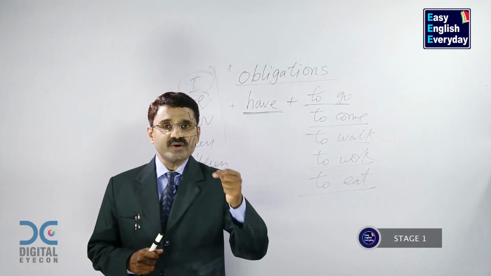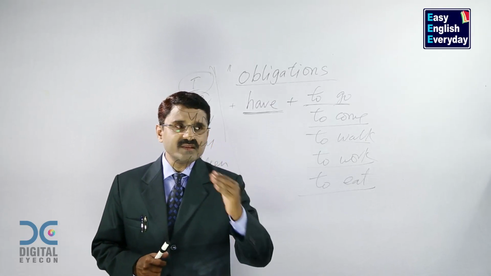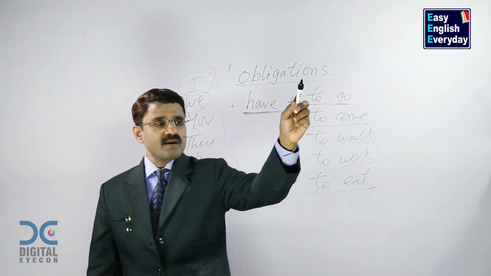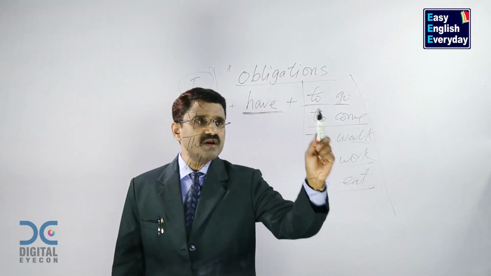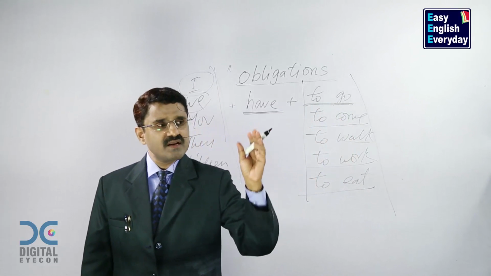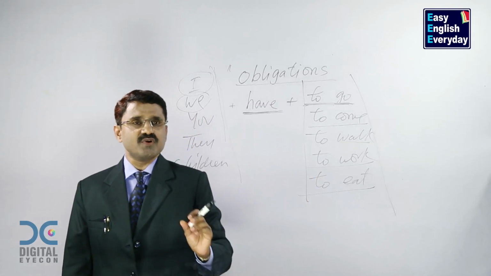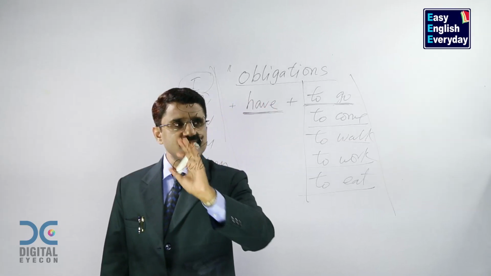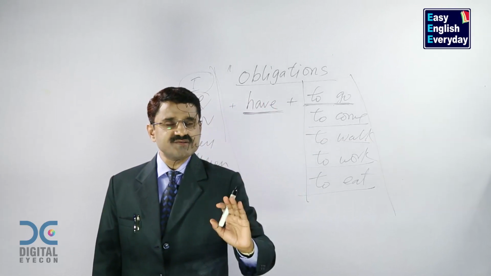You have to show it to your professor. Like this, you can make sentences. Now, stage 1, collect to plus base forms. This is called to infinitives. Collect as many to infinitives as possible. Keep the subject here, keep have as it is, and go on making sentences.